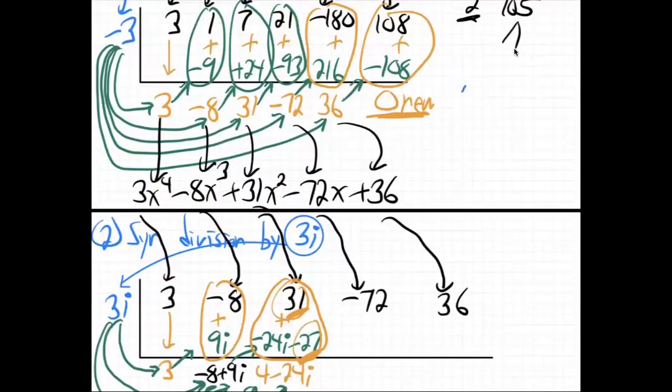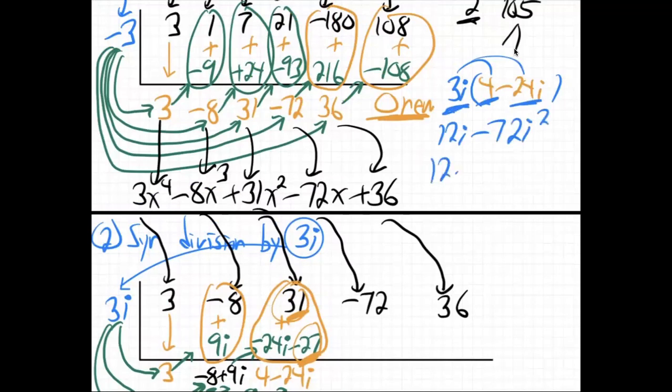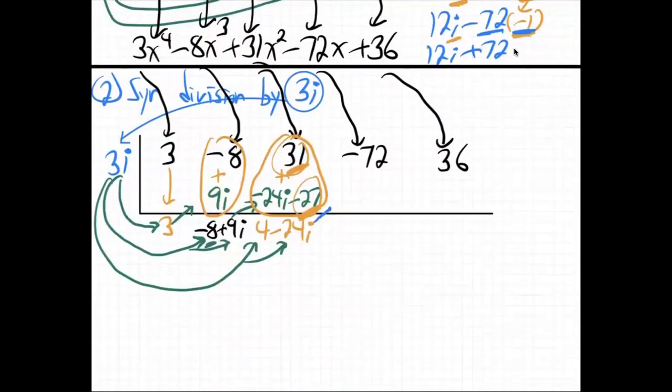So 3i times, what was it, 4 minus 24i? Here we go. Boom, boom. 3i times 4, that's easy. That's 12i. 3i times minus 24 is minus 72i squared. But remember, we never leave i squared. What is i squared, as we proved a minute ago? It's -1. We leave regular i as regular i, but i squared we replace with -1. So then this becomes 12i plus 72, because -1 times -72 is positive. So that's what we get there.